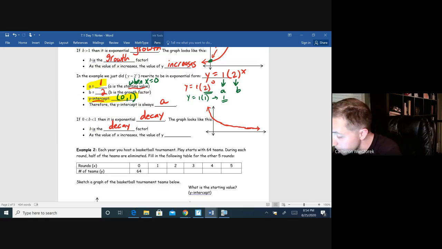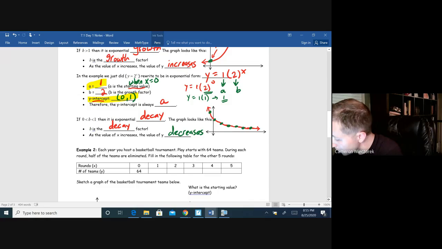Okay. You can notice that as X moves off to the right, as X gets bigger, Y is getting smaller. We started up here, we're going down, down, down, down, down, down. As X increases, Y decreases. Okay.